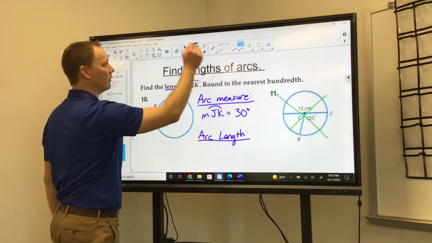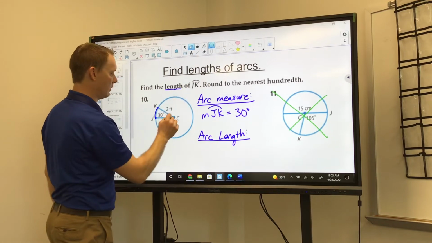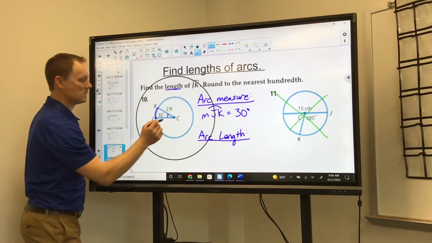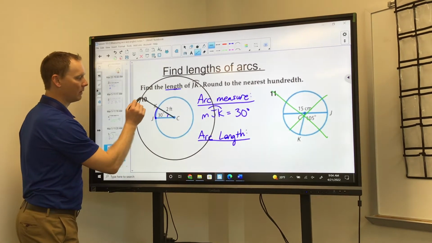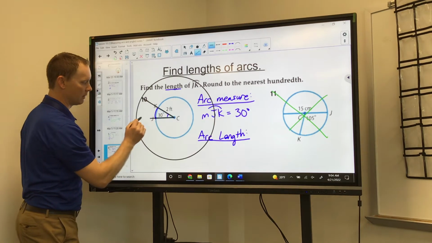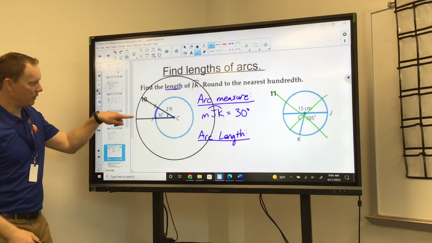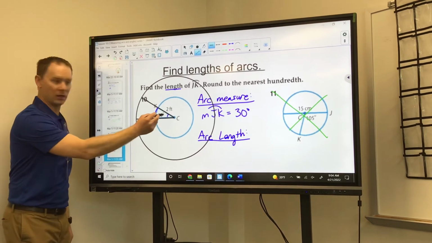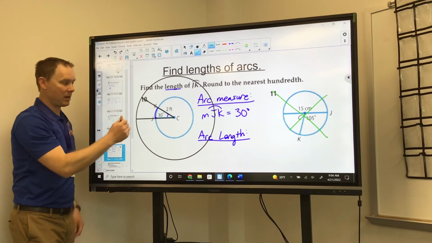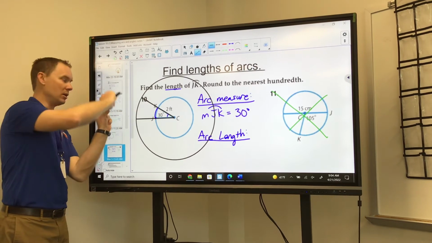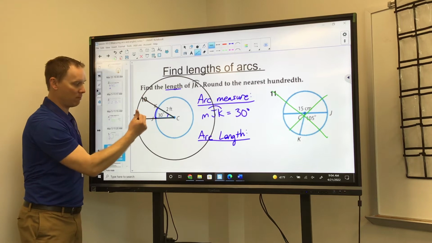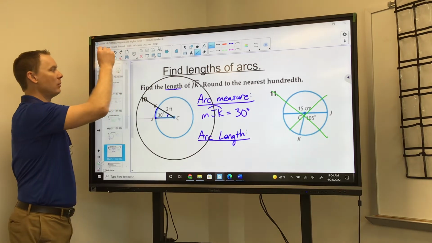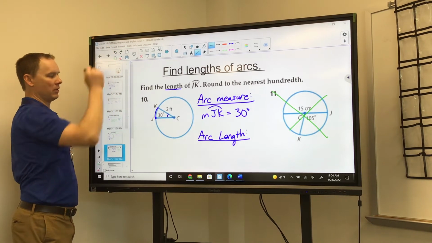Here, let me even try this. I don't know if this is going to be messy or not, but okay. Imagine a bigger circle here with the same central angle measure here, right? Do you see how this arc out here on this bigger circle would have the same arc measure? It'd still be 30 degrees because that's the central angle. But do you see how, like actually a tape measure around that, this arc length would be longer than this arc length? With me on that? Okay. Now, how do we figure that out? That's the question here. So let me get rid of that.